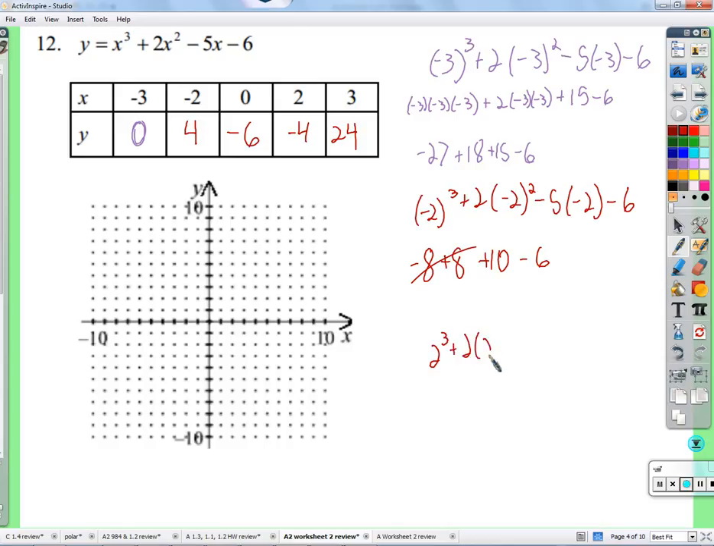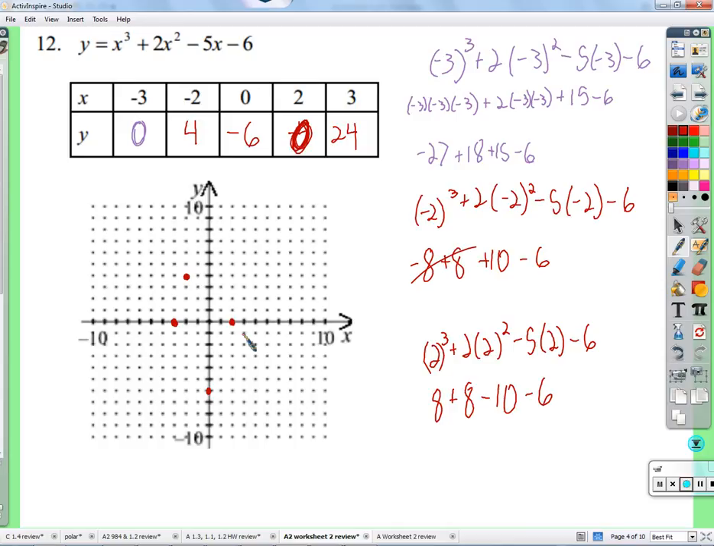Let's see here. 2 cubed plus 2 times 2 squared minus 5 times 2 minus 6. Parentheses around the 2 cubed, like that. Still works out, still positive 8. Plus 2 times 2 squared is 4 times 2, another 8. Minus 10, minus 6. Cancels. 16, negative 16. So 2 is 0 and 3 is 24. All right, there we go. Negative 3, 0. Negative 2, 4. 0, negative 6. 2, 0, and 3, off the charts, 24. It's quite a big growth between 2 and 3.